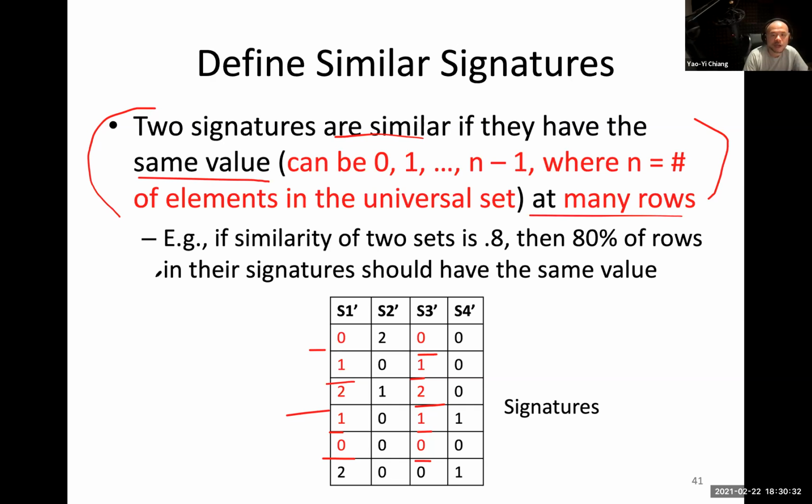So if the similarity of two sets is 0.8, then 80% of the rows in their signatures should have the same value. We are going to show you this data, okay? But the general idea is very simple. Many locations in the signature should be the same.